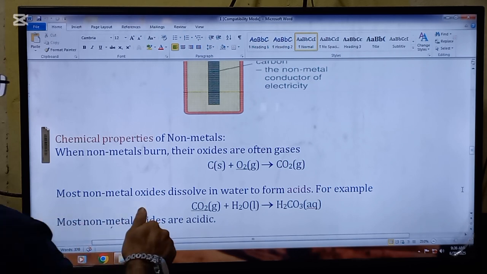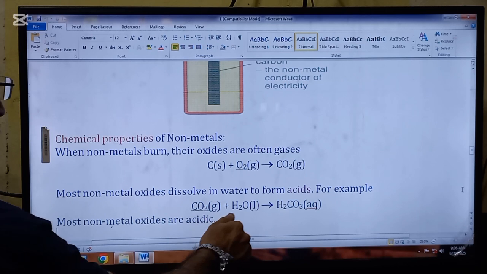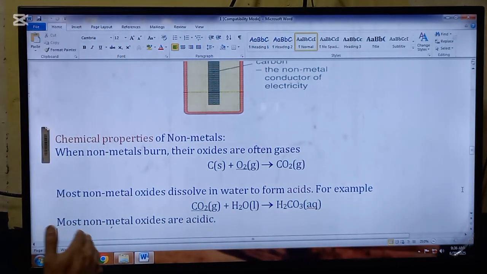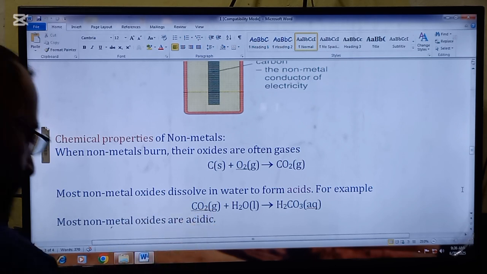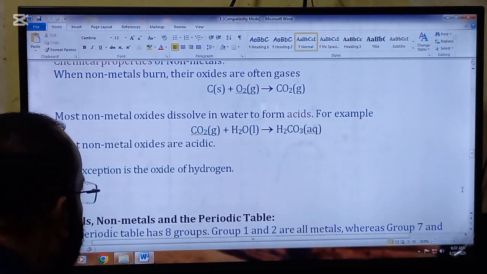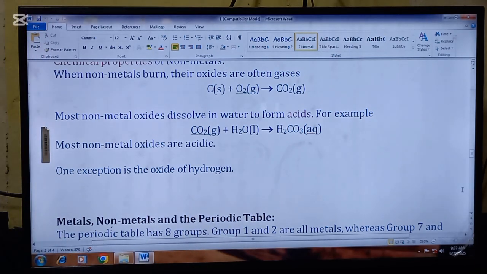Second, most non-metal oxides dissolve in water to form acids. For example, CO2 plus H2O forms H2CO3. Most non-metal oxides are acidic. One exception is the oxide of hydrogen.